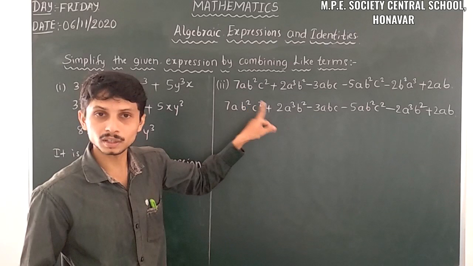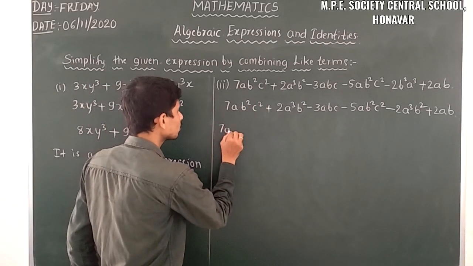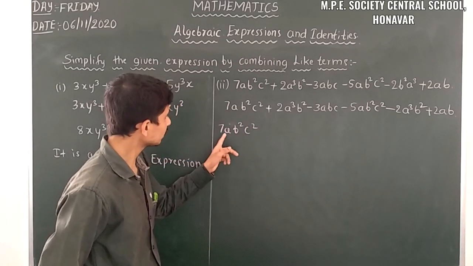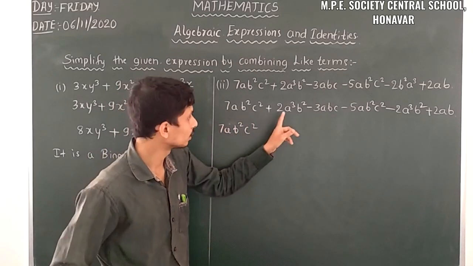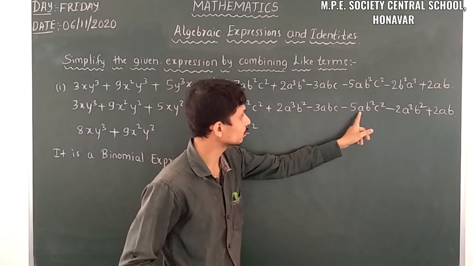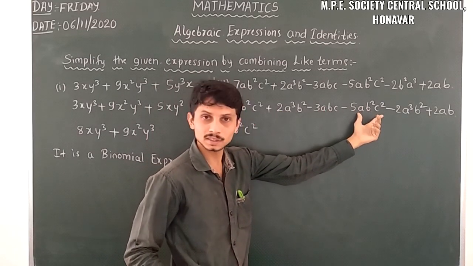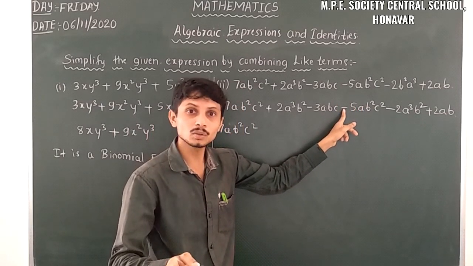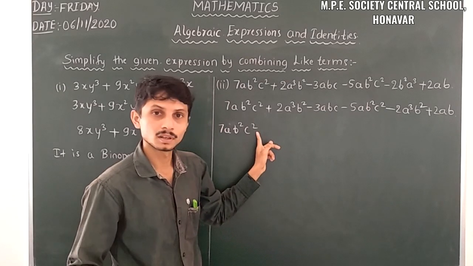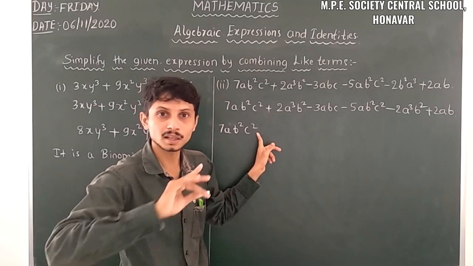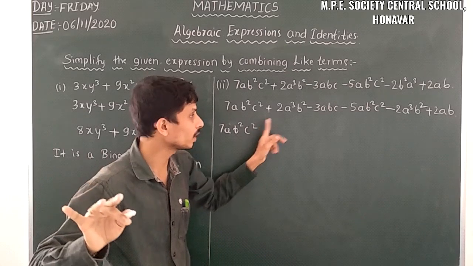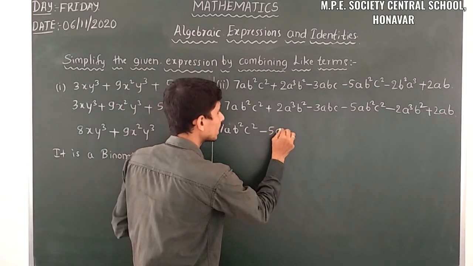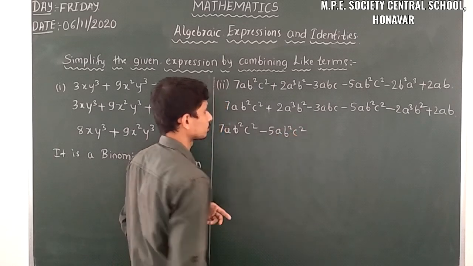Here 7ab square c square is there, so we have to keep it as it is. Is there any other ab square c square? Here it is ab square c square along with the sign. Remember, along with the sign you have to write it. If you neglect the sign here, the answer is completely different. So along with the sign you have to take it, that is minus 5ab square c square.